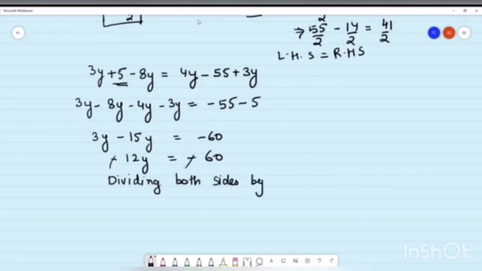By 12, because 12 is the coefficient of the variable in this equation. 12y upon 12 is equal to 60 upon 12. This will cancel out and it will be 1 and 5. So y is equal to 5. So this will be the answer.